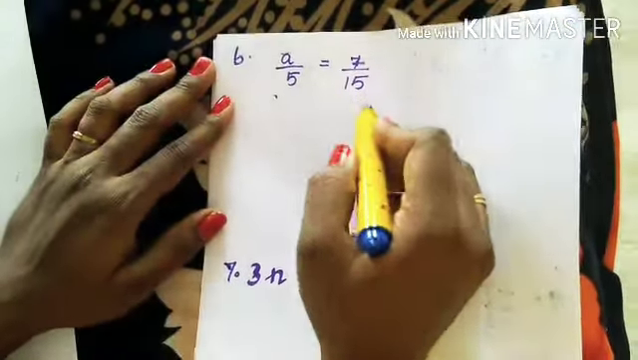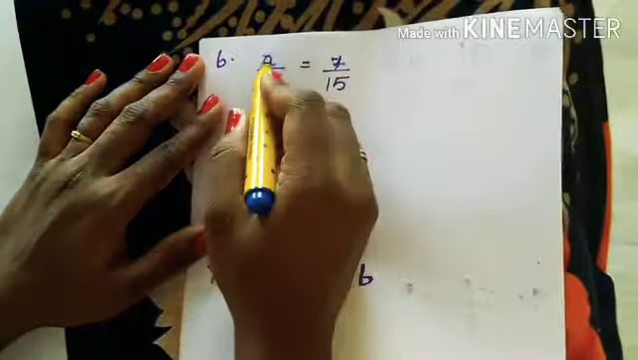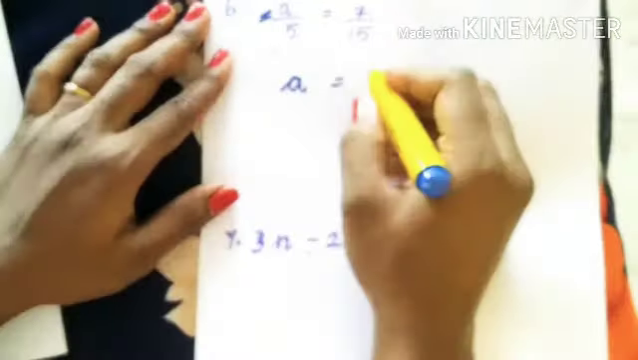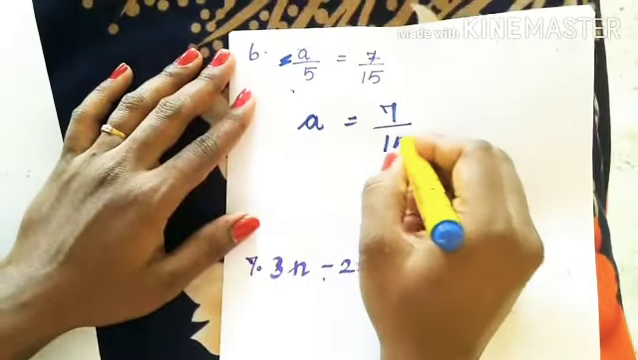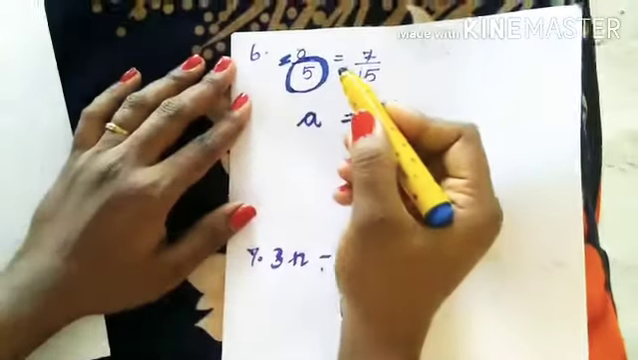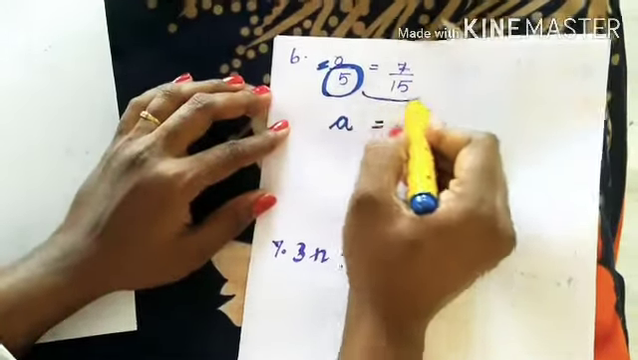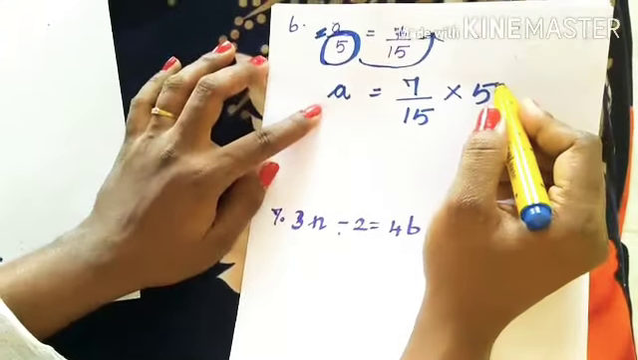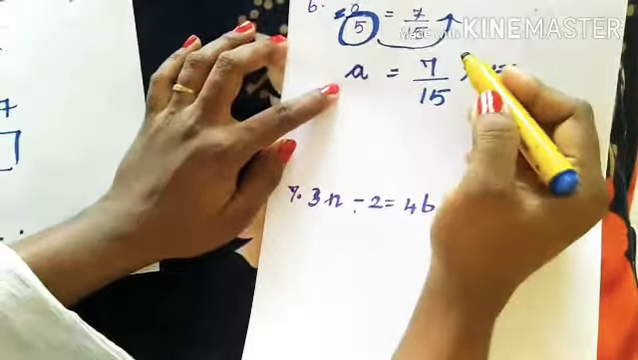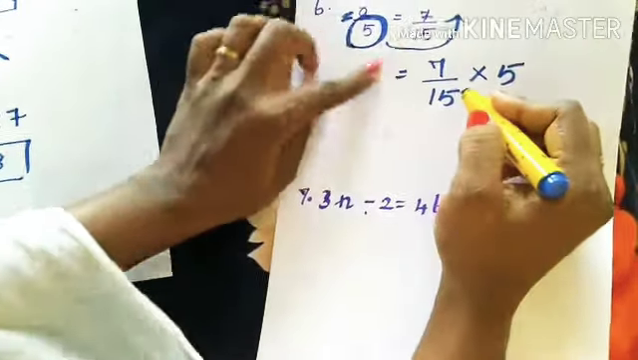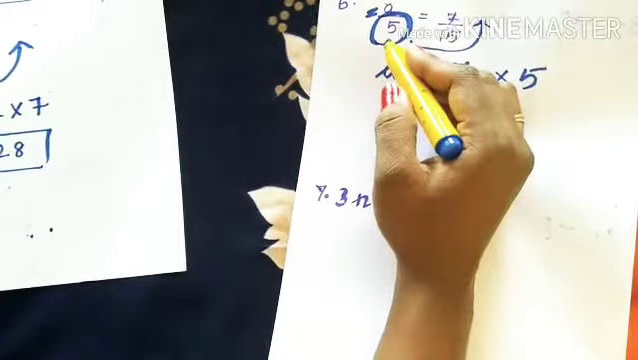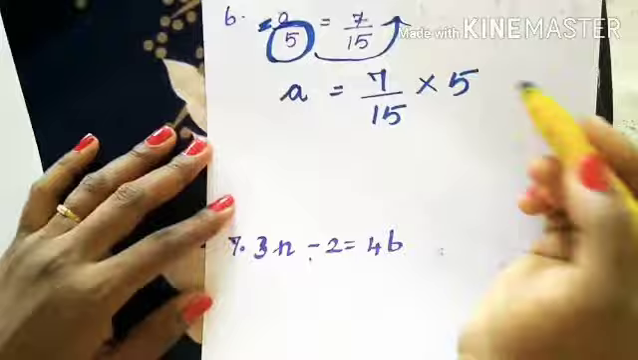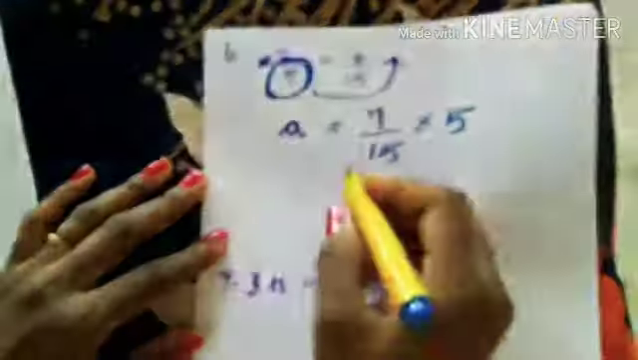A by 5 is equal to 7 by 15. What is the variable here? A is the variable here. So write this as such, 7 by 15. Here it is in division, right? When it goes to the other side of the equation, it becomes multiplication, so into 5. I have separated the variable A and written what is there on this side. Now you can solve.